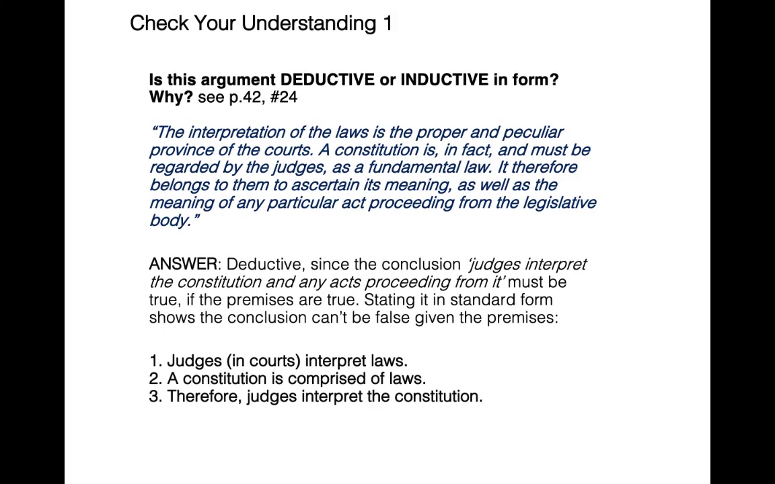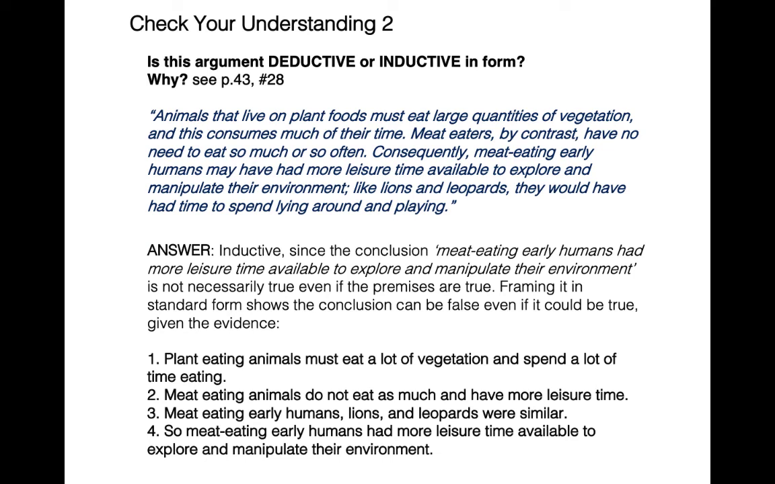Okay, this argument is going to be deductive, since the conclusion, judges interpret the Constitution and any acts proceeding from it, must be true, if the premises are true. Stating it in standard form, premise, premise, premise, conclusion, where we number the premises and conclusion, shows how the conclusion cannot be false given the truth of the premises. How about this argument? Is it deductive or inductive?